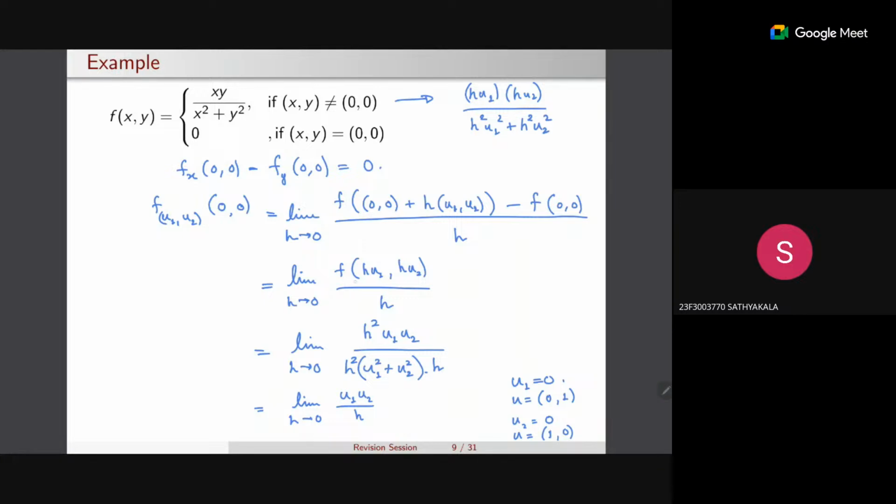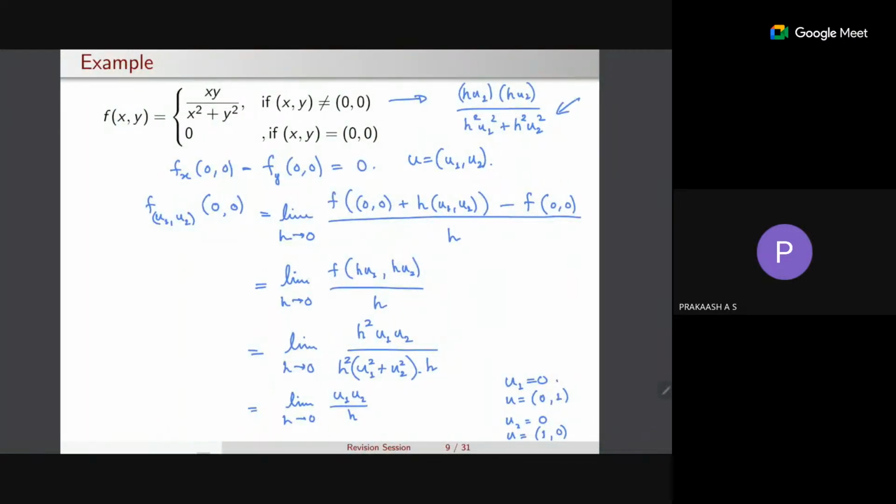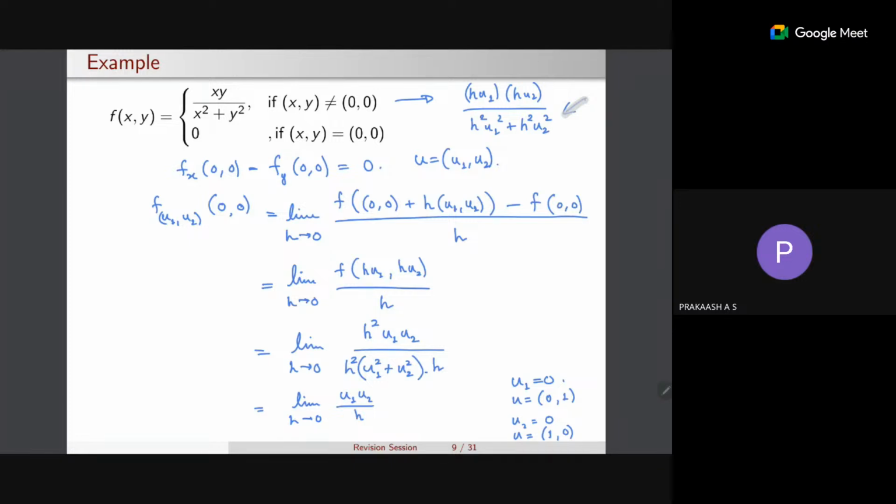Sir, are u1 and u2 vectors, orthogonal vectors? No, u1 and u2 are real numbers. u is equal to (u1, u2), the direction along which I'm taking the directional derivative. Real numbers. So any one of them must be 0. Otherwise, wait, let me first address this thing. Did you understand what happened over here? Yes, sir.